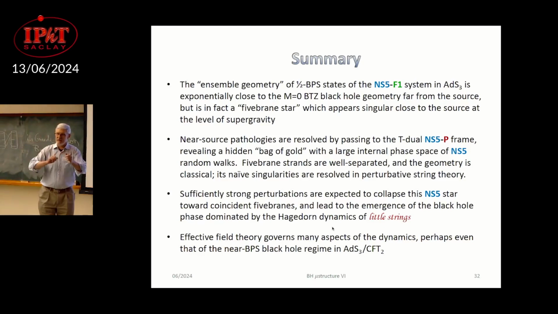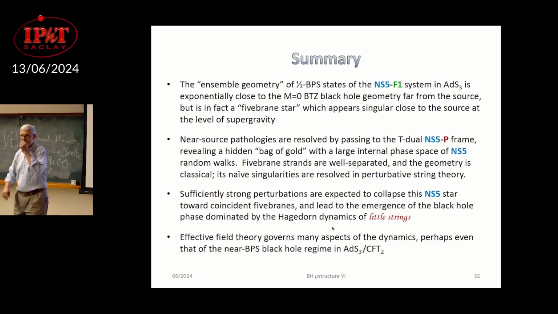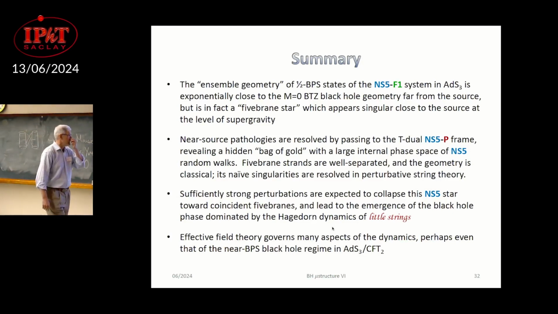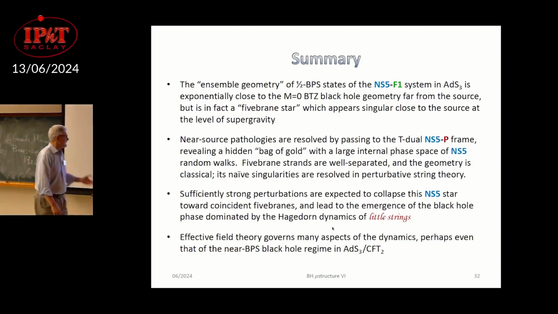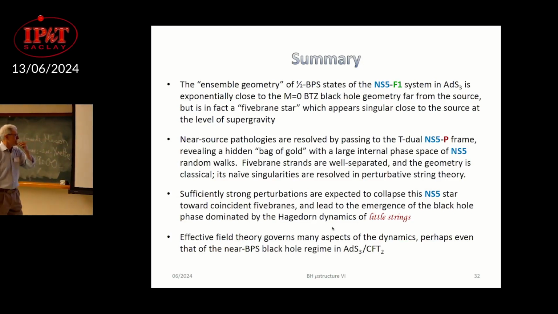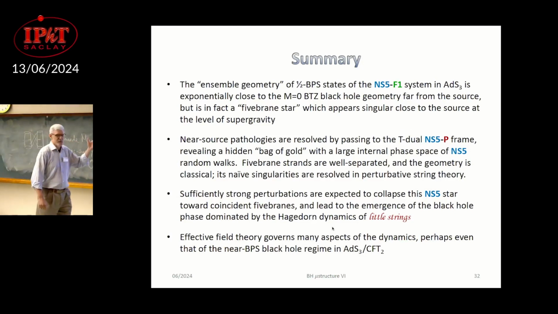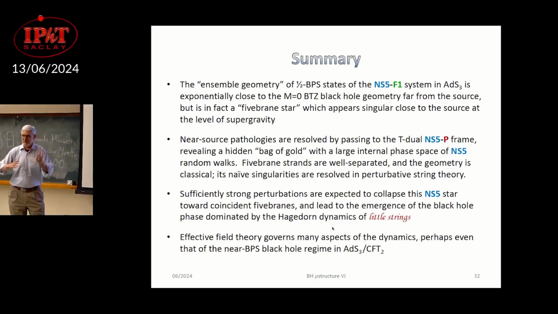And so by dialing those, you can dial between things that look more like small black holes and things that look more puffed up. That's one thing that one can do. And I think part of this question of what happens with the near BPS dynamics is, for instance, can you see that transfer of thermal excitation taking place?